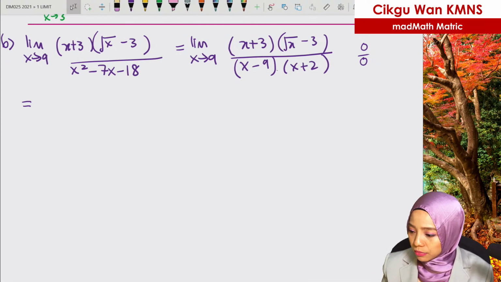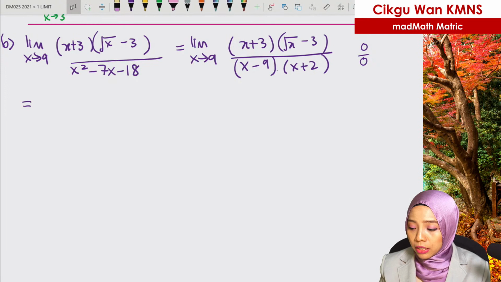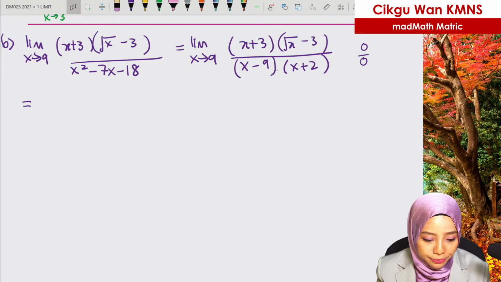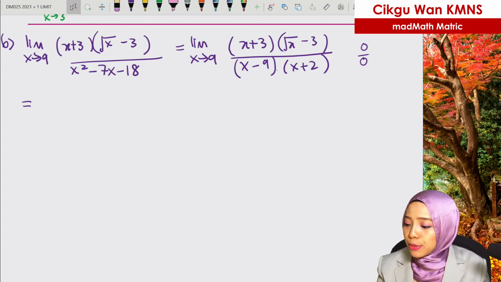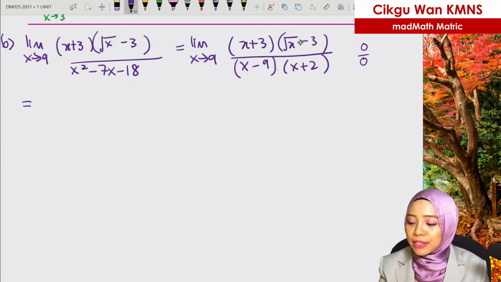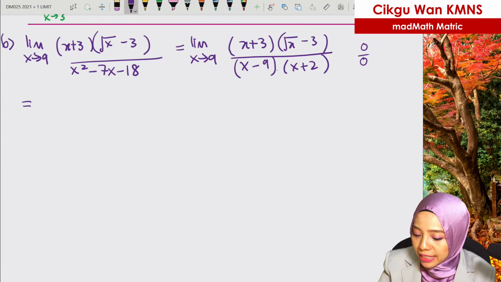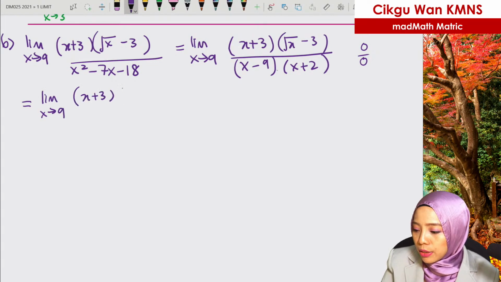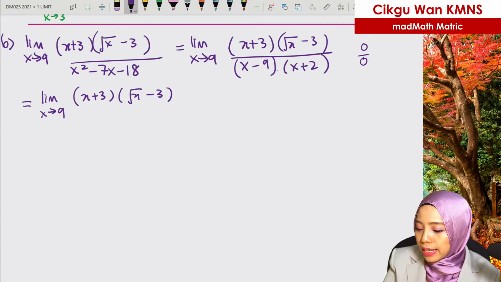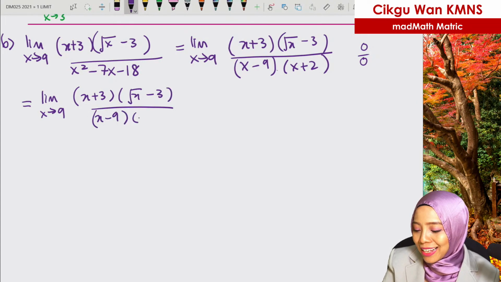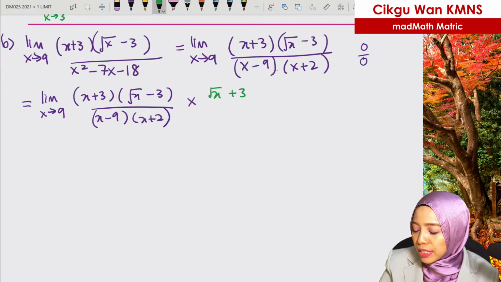Okay, so now, what are we multiplying with? This is set negative, so set plus. Limit x approaching 9, x plus 3. Basically, I am going to rewrite again: x minus 9, x plus 2. And then now we are multiplying with x plus 3, guys.